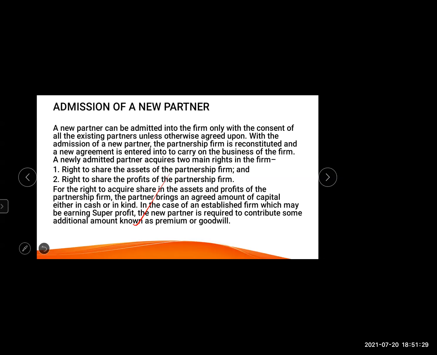See, it depends upon how the other person is entering. Okay, if he is smart, intelligent, or has the quality that we want to expand our company, so we may face a super profit. A new partner is required to contribute some additional amount known as a premium or goodwill. Goodwill matlab wo apna naam bhi leke aata hai, company expand ho rahi hai, so there will be goodwill. Usse company ko fayda hota hai. What do you mean by goodwill? The fame, the name, the reputation. Okay, that is goodwill.